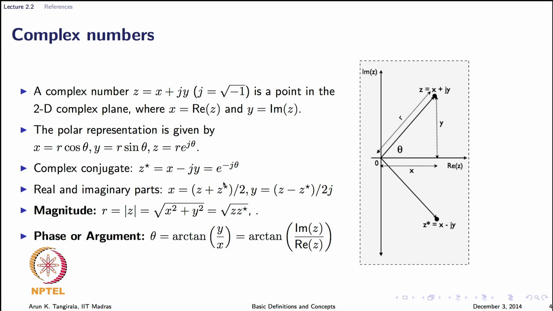I'll correct that for you. And the real and imaginary parts of the complex number can be rewritten in terms of the number and its conjugate itself. Likewise, the magnitude can be expressed as the square root of the product of z and z star, and the phase or argument is nothing but the tan inverse of the imaginary over real part of the complex number. So these are the basic concepts that one should be familiar with in dealing with the transforms.